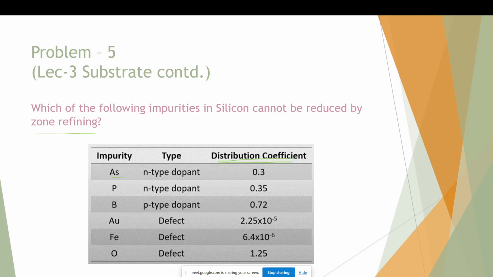You are talking about gallium arsenide fabrication? Yes. No, no, no. So this I'm talking just about silicon. So I have a silicon ingot with these impurities. Which of these will I not be able to remove by zone refining? I'm not talking about gallium arsenide.